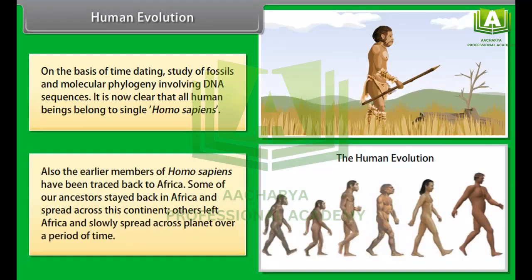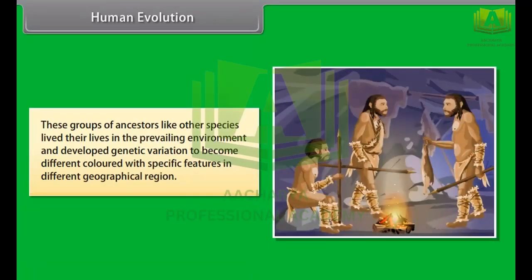Also, the earliest members of Homo sapiens have been traced back to Africa. Some of our ancestors stayed back in Africa and spread across this continent. Others left Africa and slowly spread across the planet over a period of time. These groups of ancestors, like other species, lived their lives in the prevailing environment and developed genetic variation to become differently colored with specific features in different geographical regions.